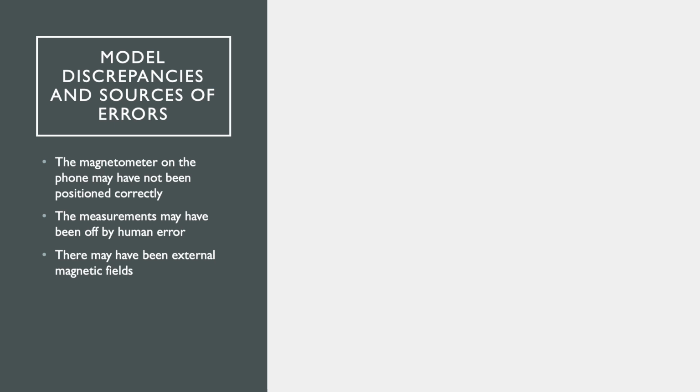Some possible discrepancies and sources of error: the magnetometer on the phone may not have been positioned correctly. The measurements may have been off by human error, and there may have been external magnetic fields interfering with our data.